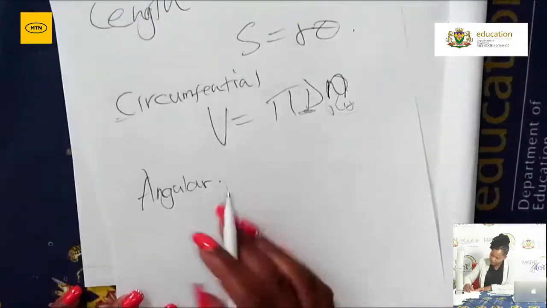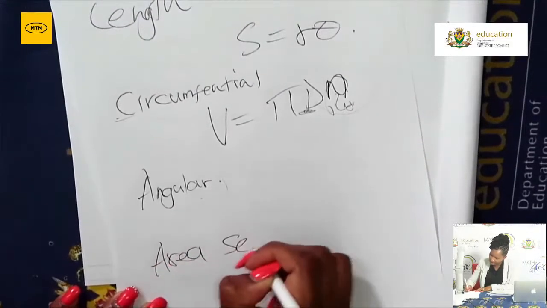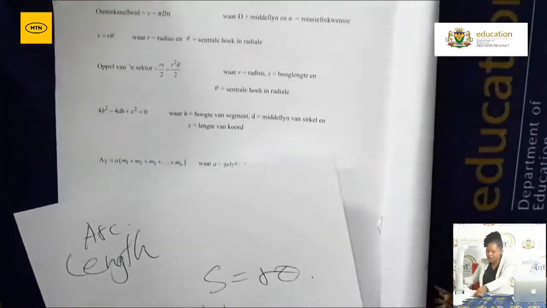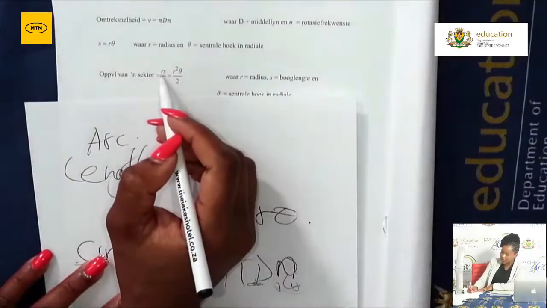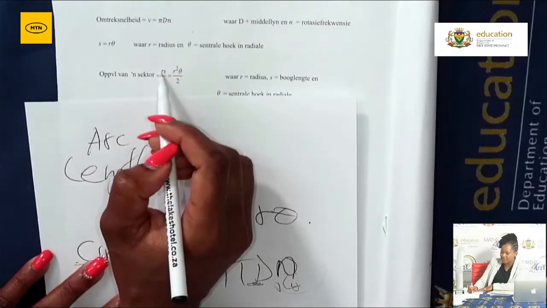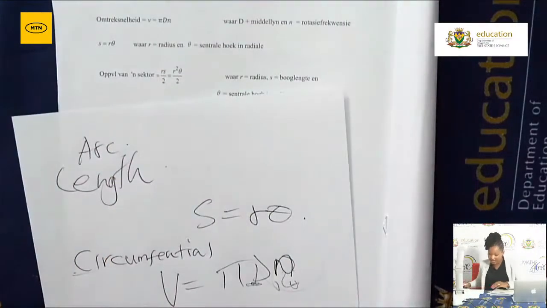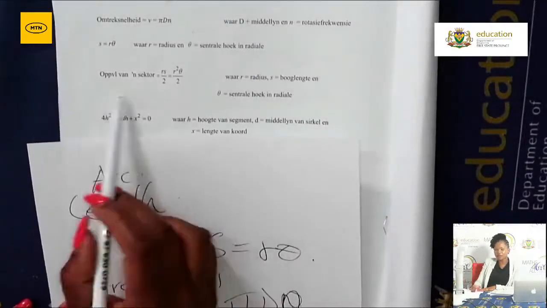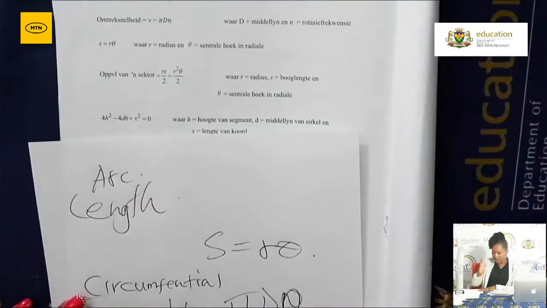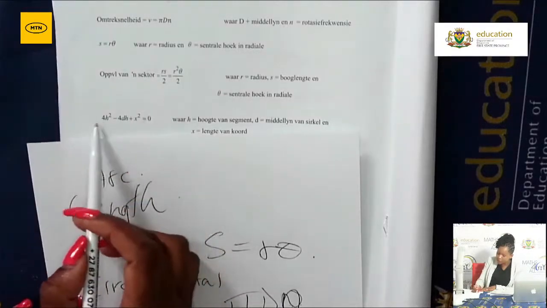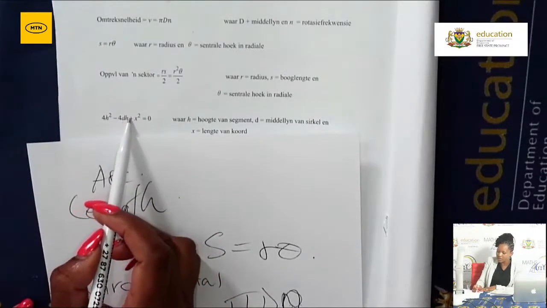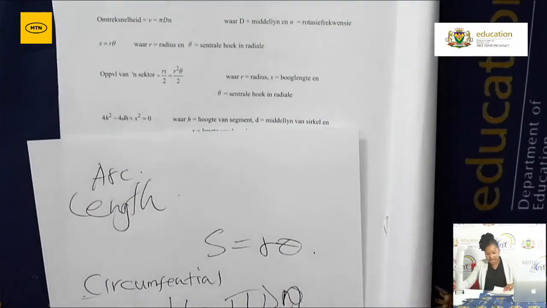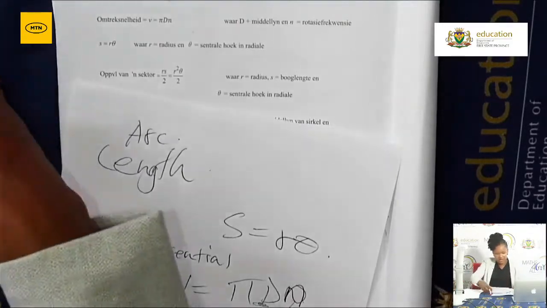Besides angular velocity, we have area of a sector. For area of a sector, the formula is also on the formula sheet: RS over 2, whereby R is radius and S is the arc length. Then the other thing that you need to expect is calculating the length of a sector. This is the formula that we use: 4h squared minus 4dh plus x squared equals 0. So basically for question 10, all the formulas are on the formula sheet.